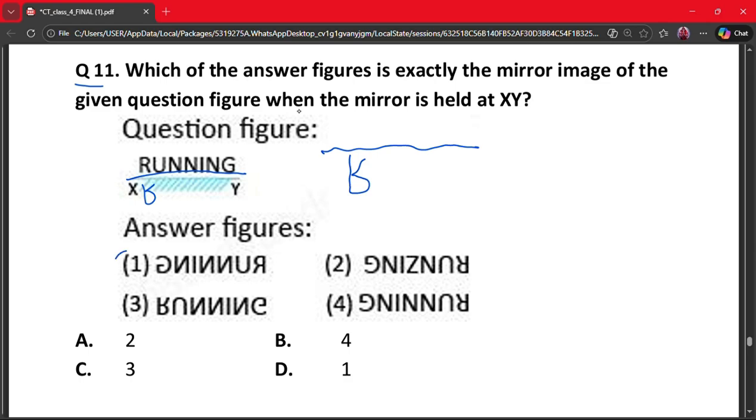Can we see it in the first one? No. Can we see it in the second one? No. Can we see it in the third one? Yes. Can we see it in the fourth one? No. So our correct answer is hence third one. And where is the third one in option C? So correct answer is option C.